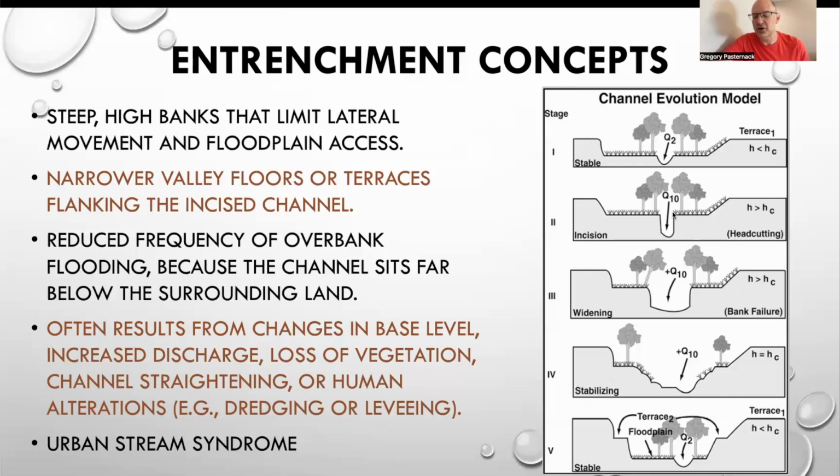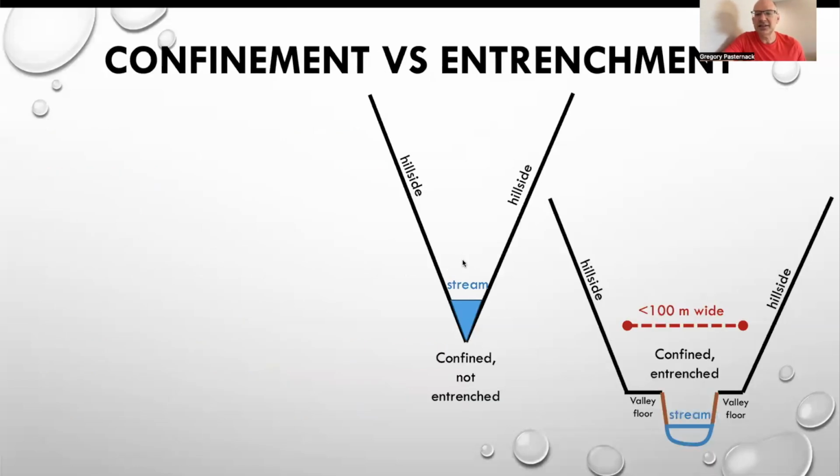I've shown you photos in some of these earlier lessons presentations where you've got like a house right next to a deeply entrenched bank. Well, with a house there, that owner is not going to want to allow their bank to widen and go through this process. So they're going to try to halt this evolution at this stage 2 or at stage 3 to protect their house. It's important, in my opinion, to differentiate confinement versus entrenchment.